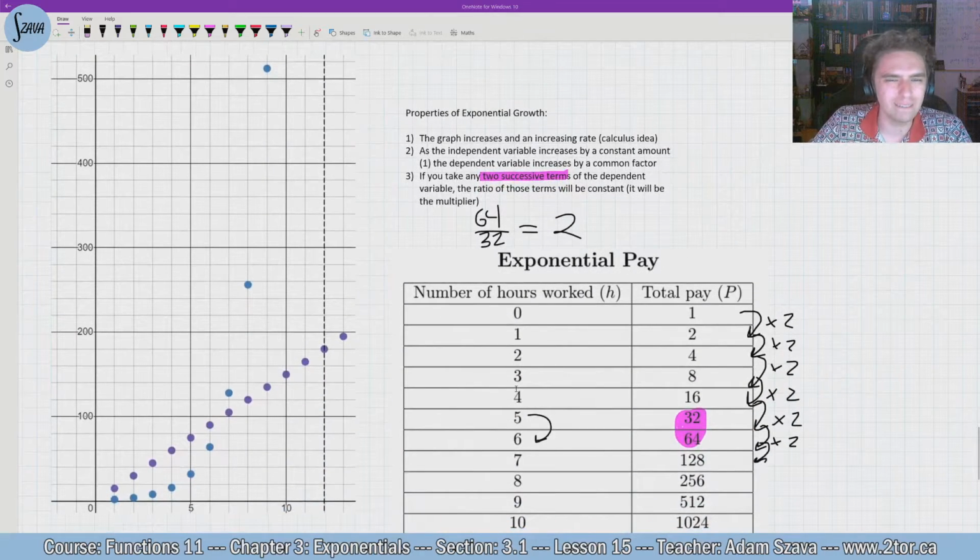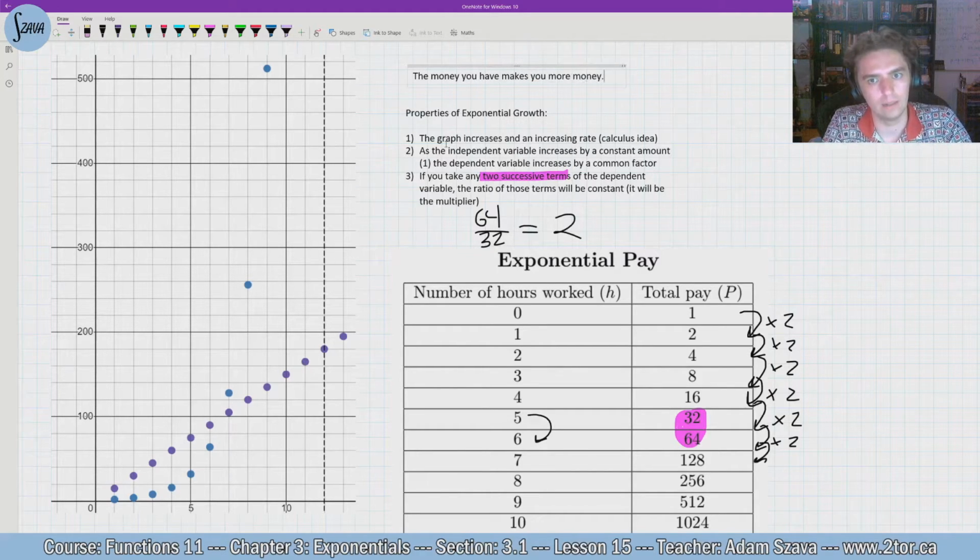That is essentially all the ideas I wanted to go through here. There's one more, a way of thinking about why this increases so much. The idea is that the money you have makes you more money. That sentence encapsulates what exponential growth is built upon. If I have $1, doubling that is not much of an increase. But if I have $100, doubling that is a big increase. And since I doubled that and got a lot more, if I double it again, I'm going to get even more of an increase.